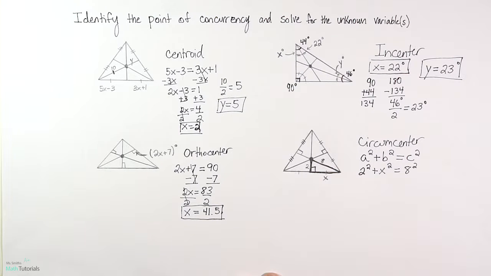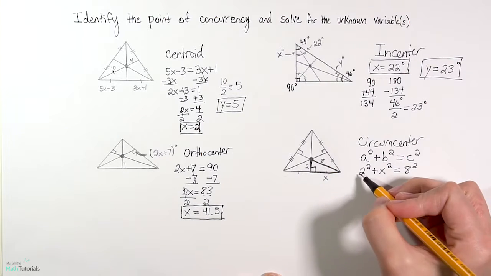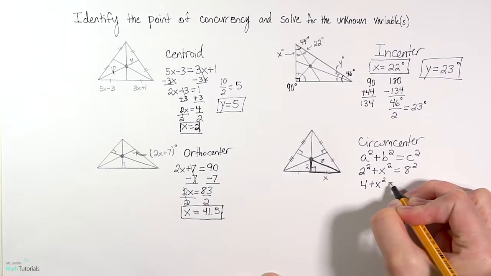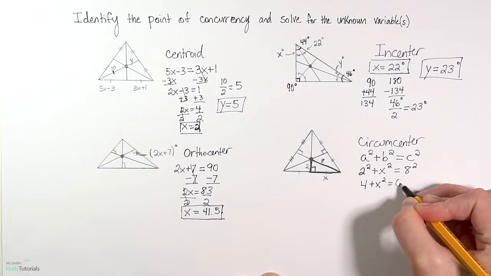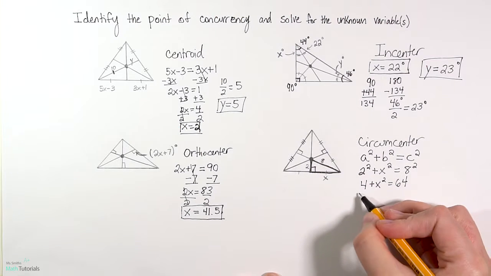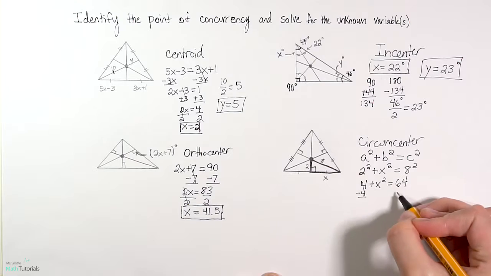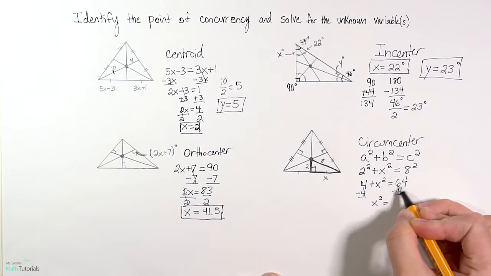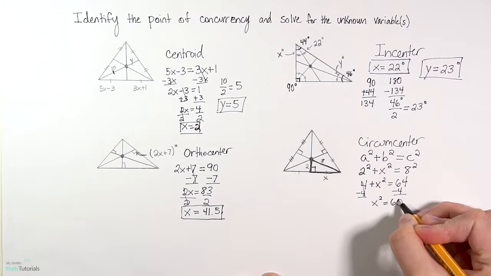Now to solve this from here, I would actually want to say, okay, what is 2 squared? Well, that's 4. And what is 8 squared? Well, that's 64. And then I do want to try to get my x alone, so let's subtract 4 from each side. 64 minus 4 is 60.